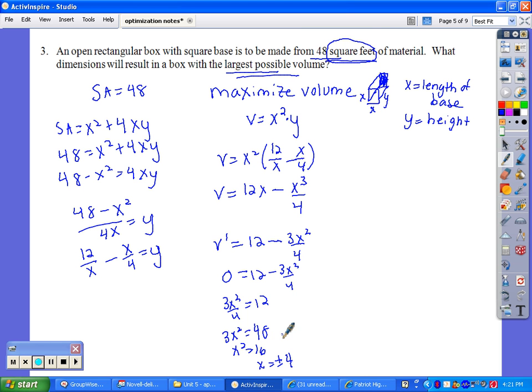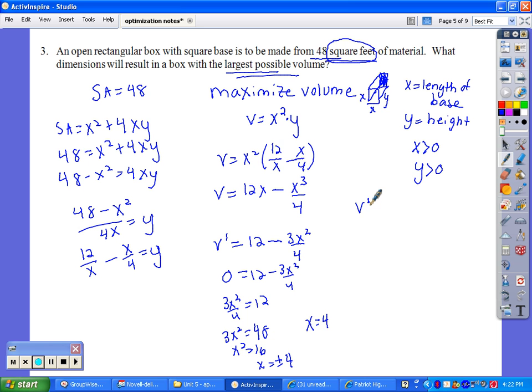Okay, so we get these two values. We have to check if they're in our domain, and I forgot to write the domain. So if we come back to this, remember, in order for it to make sense, x has to be greater than 0 and y has to be greater than 0, because I can't have a negative height or base, and I can't have a base or height that's 0 because it makes a non-existent box. So if I look at my critical points, the only one that matters is x equals 4, because x equals negative 4 is not in the domain. So we have to check if it's a max or a min to make sure we're maximizing volume.